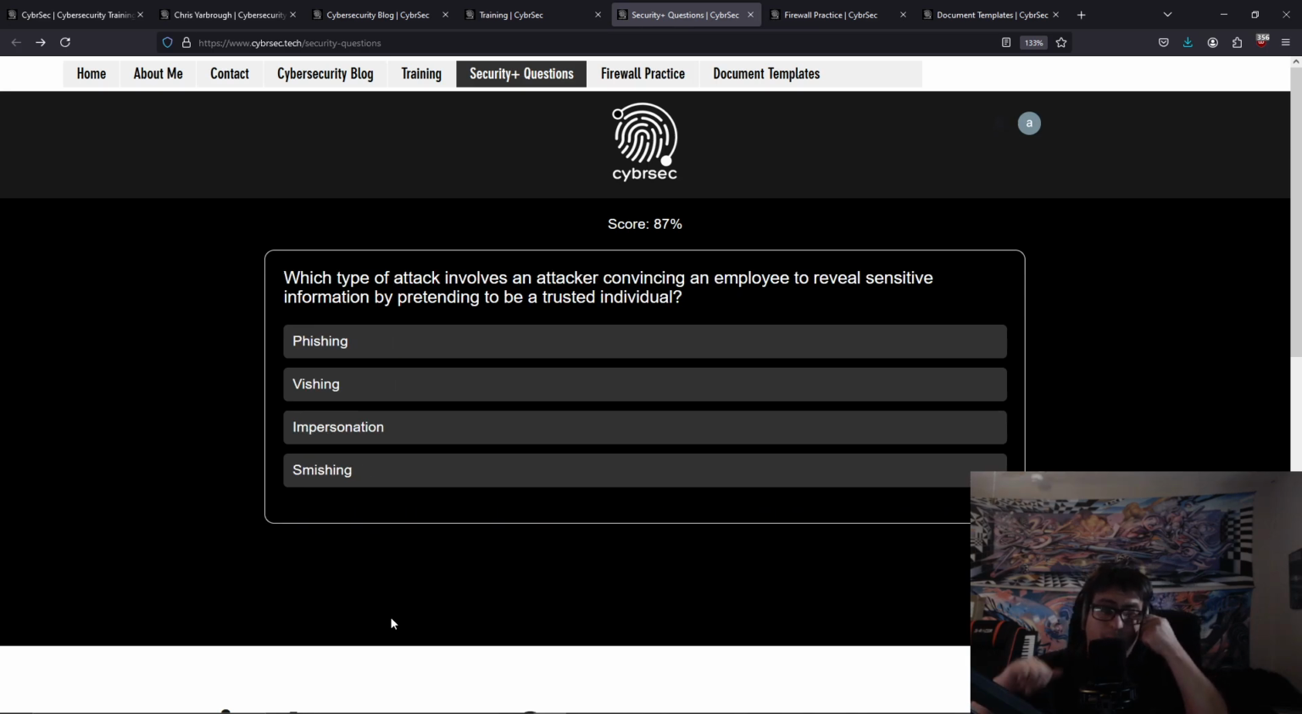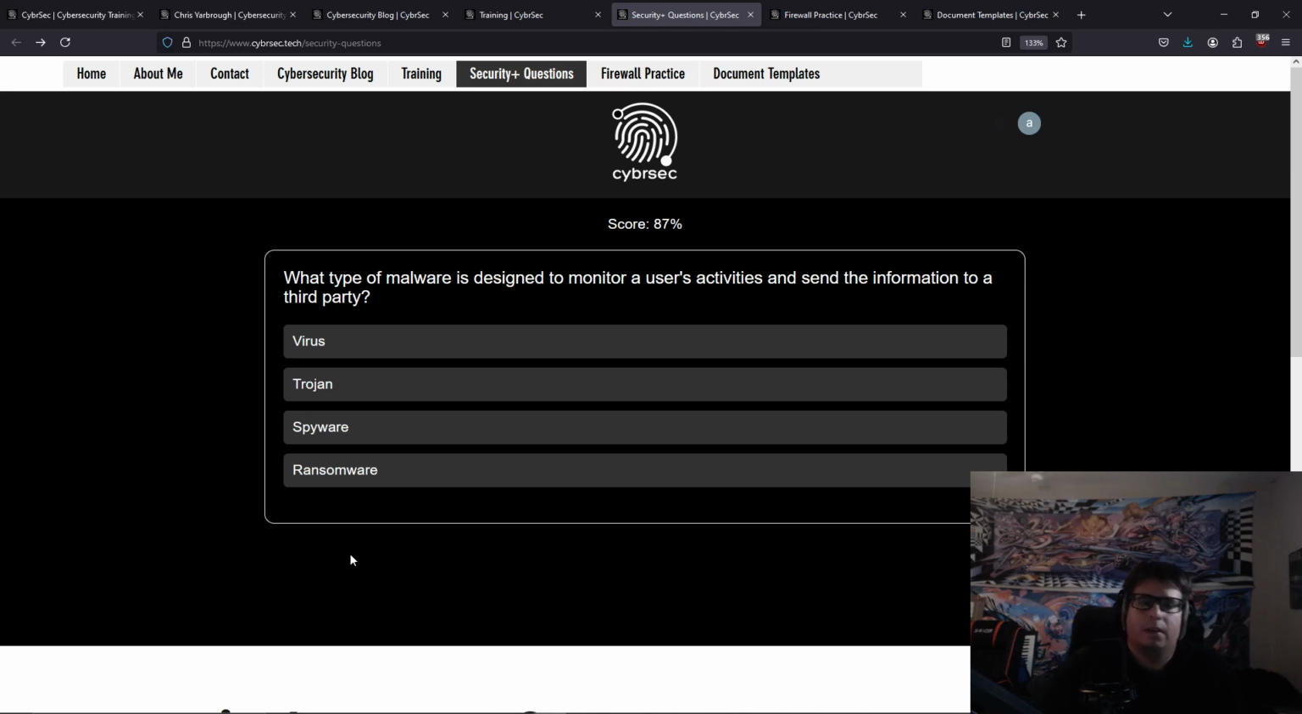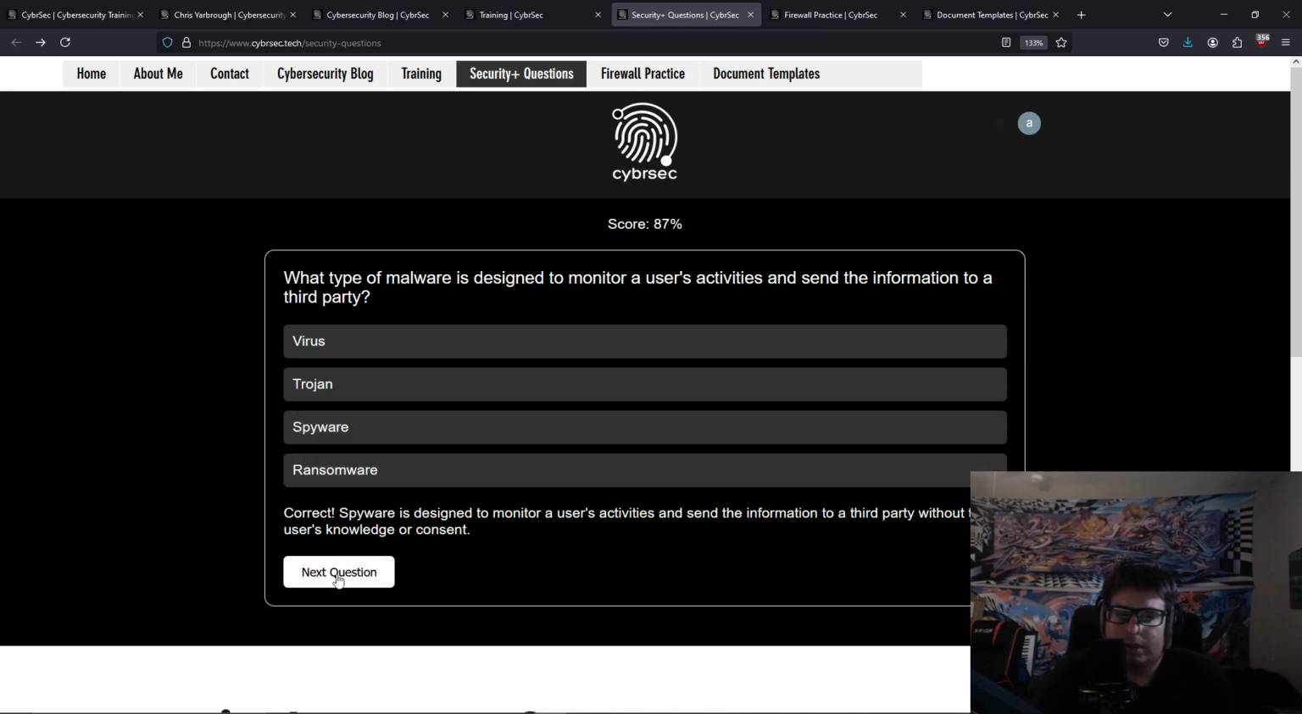What type of attack involves an attacker convincing an employee to reveal sensitive information by pretending to be a trusted individual? A type of malware designed to monitor users' activities and send the information to a third party. Spying on you. I think I've answered that one, Christopher.